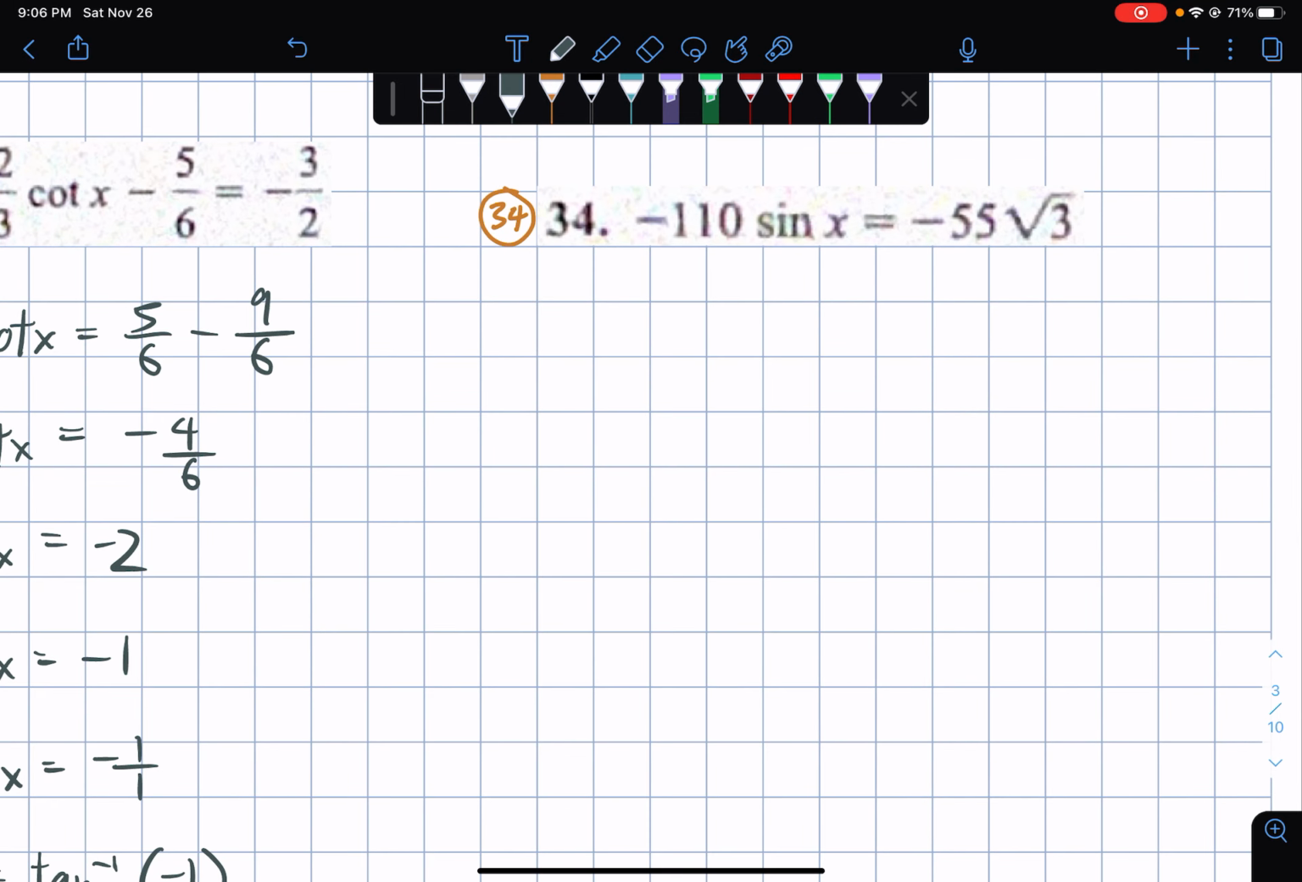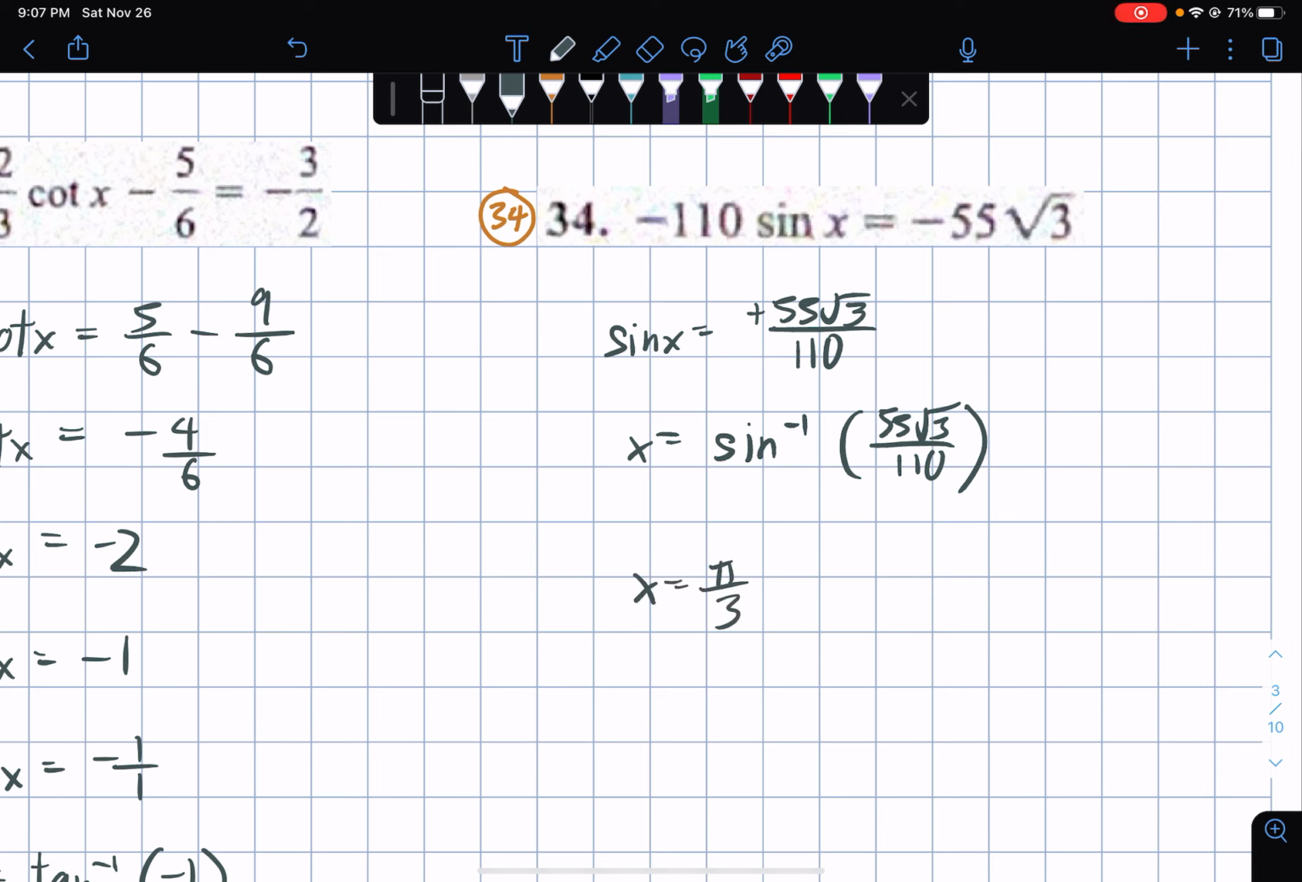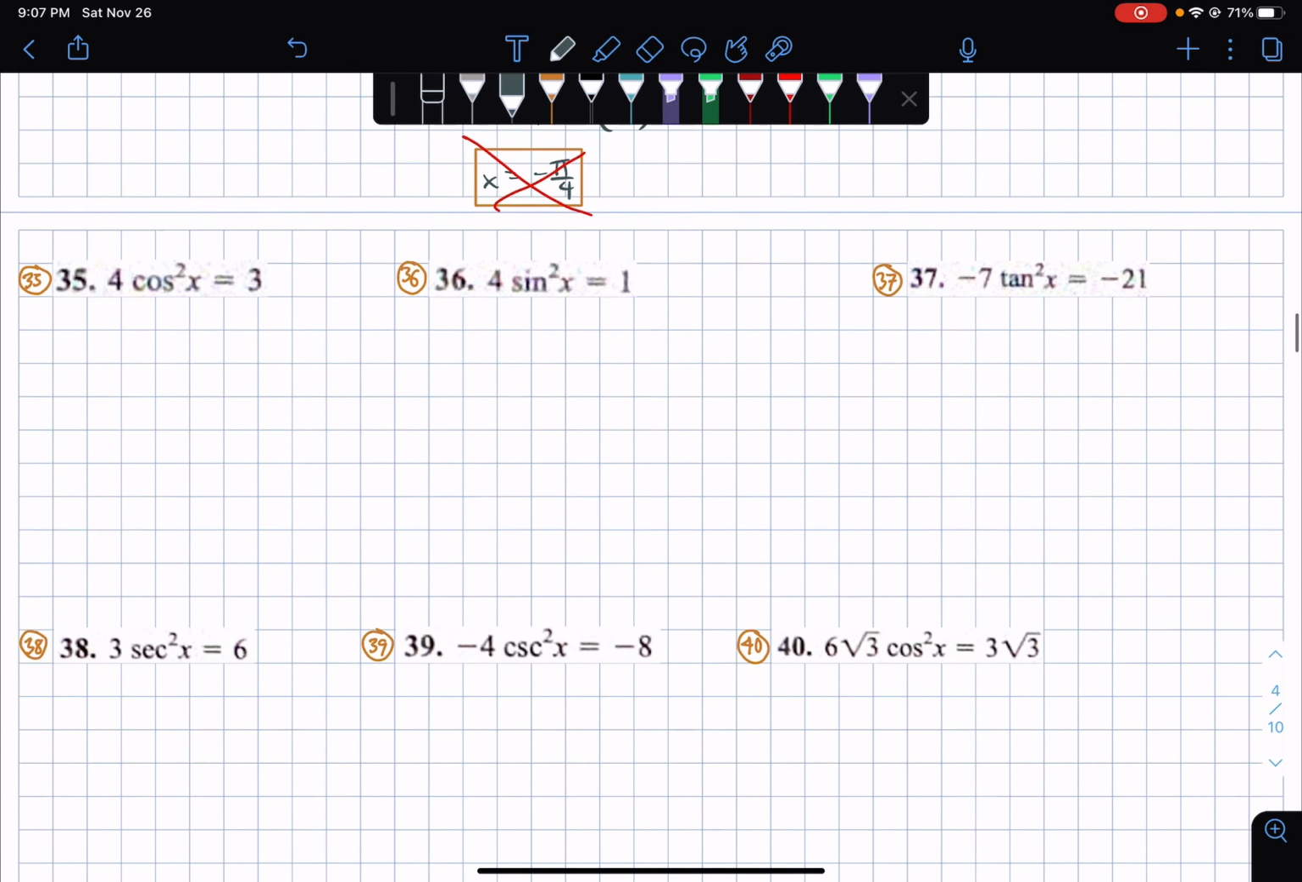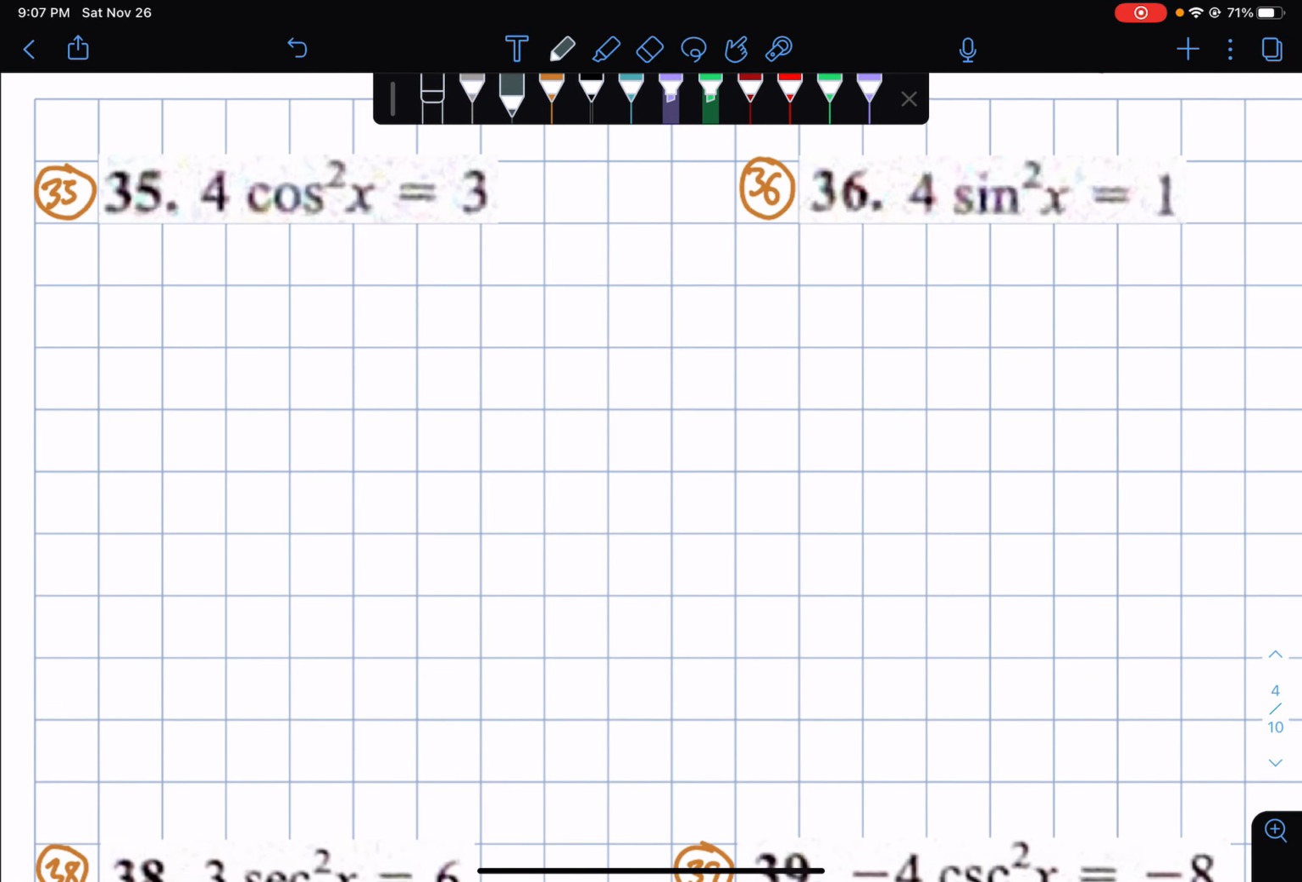Number 34, sine x is equal to, because these are negative, make them positive. We have 55 times the square root of 3 divided by 110. X is equal to arc sine of 55 times the square root of 3 divided by 110. That would be pi over 3. Okay, let's move on to number 35.